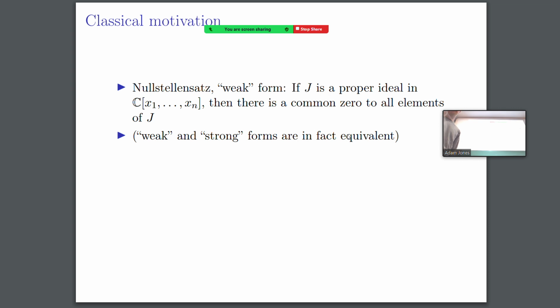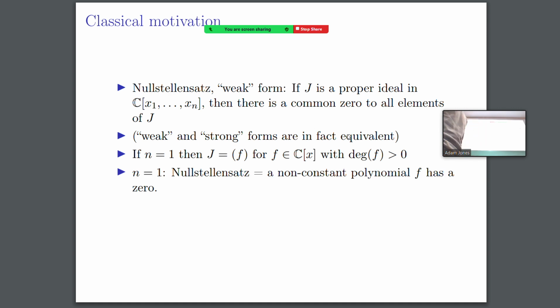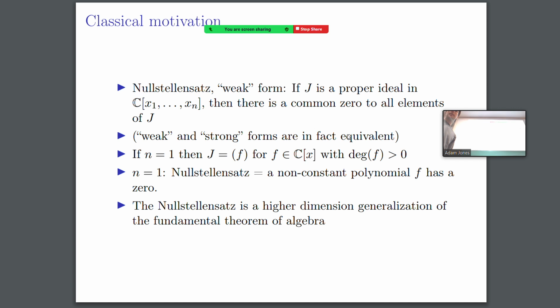So this is just one result, the Nullstellensatz. Now notice that in the special case where you have only one variable, well, what is then a proper ideal? It's just an ideal generated by one polynomial of positive degree. So in this case, the statement is simply that this single polynomial has a zero, which is the fundamental theorem of algebra. So one way to think about the Nullstellensatz is as a higher dimensional generalization of the classical fundamental theorem of algebra. Okay, so all of this I'm sure everybody knows.